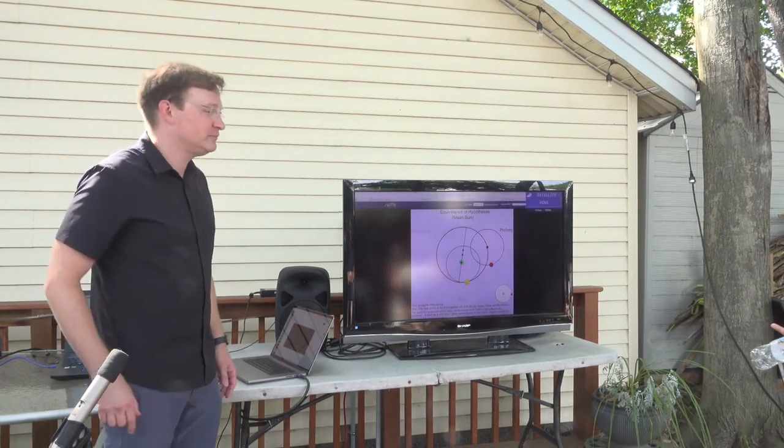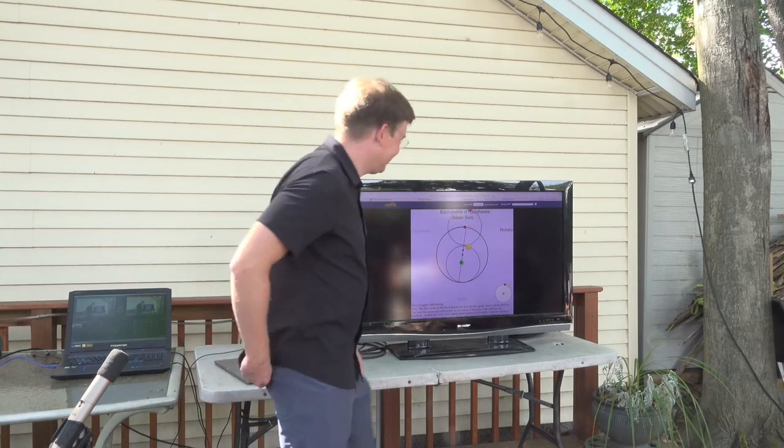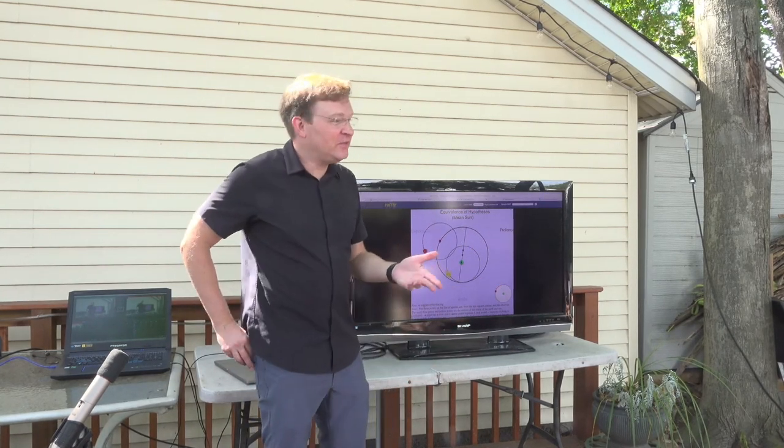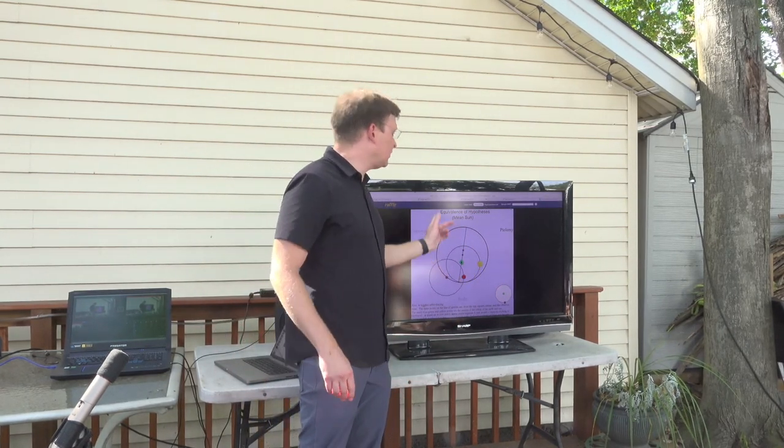I did a whole Twitter thing. I got in a whole Twitter fight with somebody explaining them. So here's how Ptolemy explained Mars going backwards. He said Mars moves on a circle on a circle.